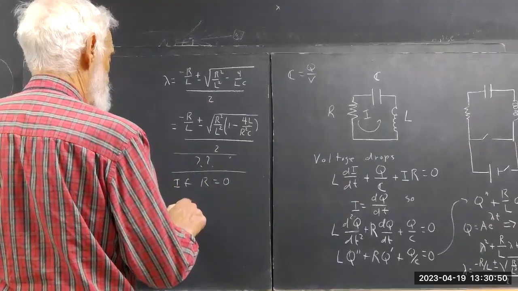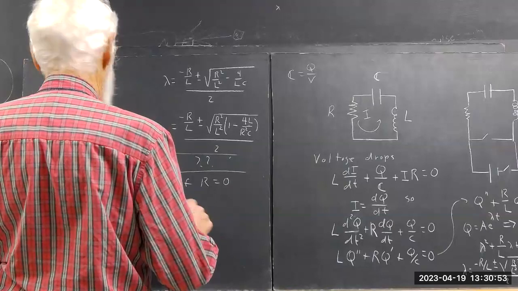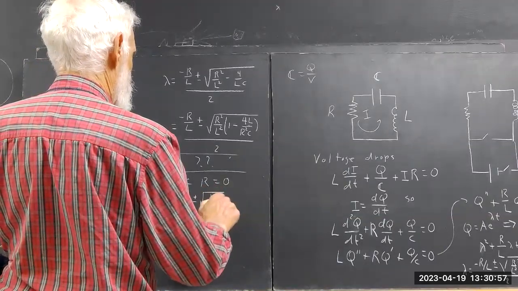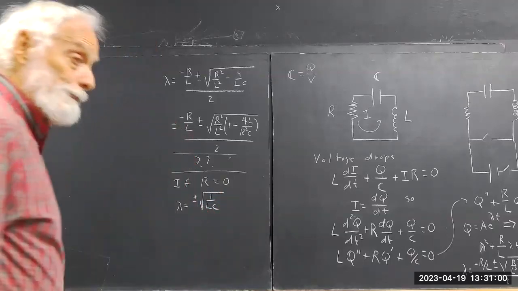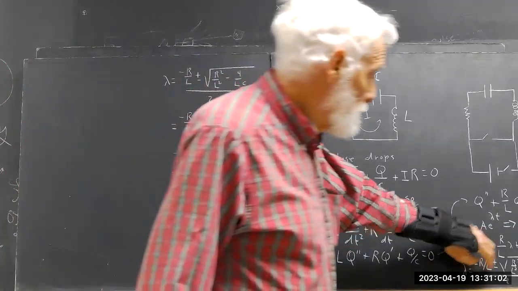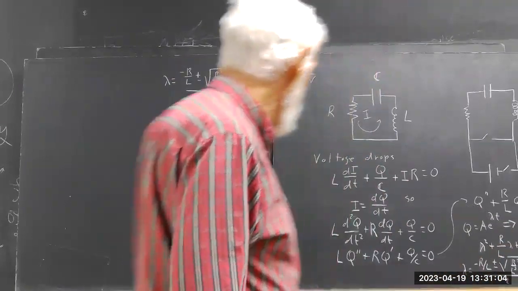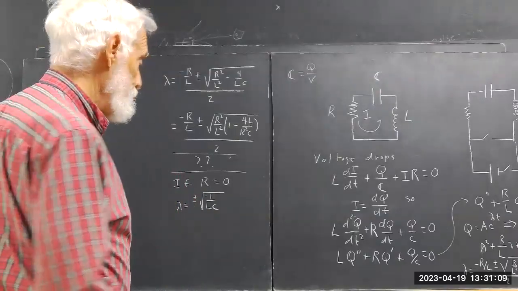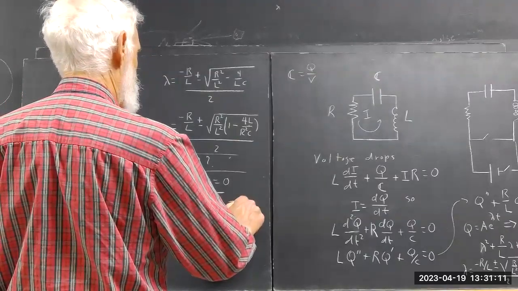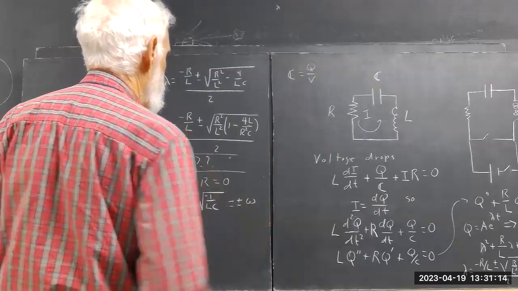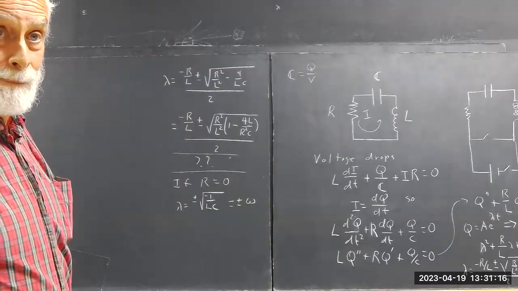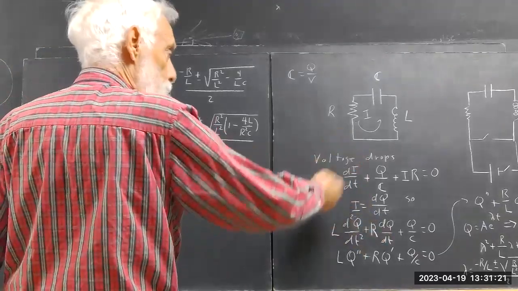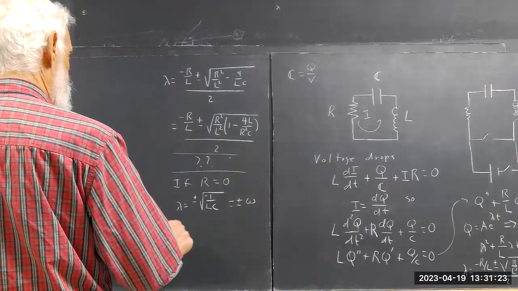We get lambda equals this. This term goes away, this term goes away, as we found before. They call that omega. Our solution comes back to be e to the lambda t.